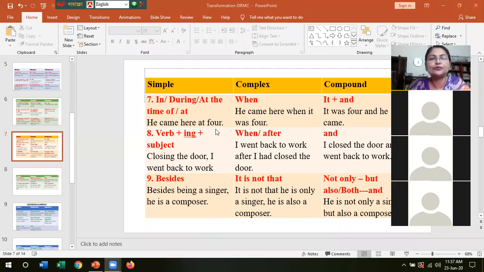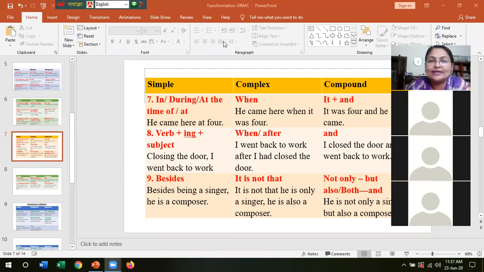Another, rule number 7: simple, complex, and compound. Simple, rule number 7: in, if there is in, during, at the time of, or at. That is about time. For example, he came here at 4. That means 4 o'clock.